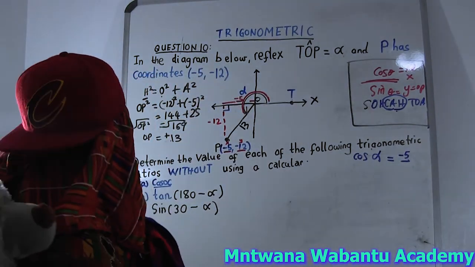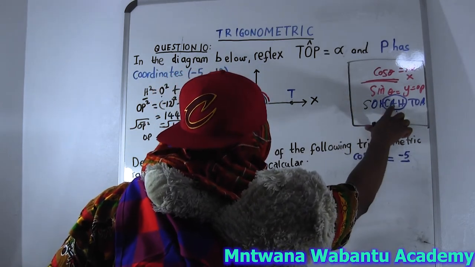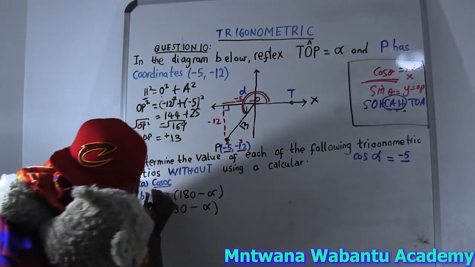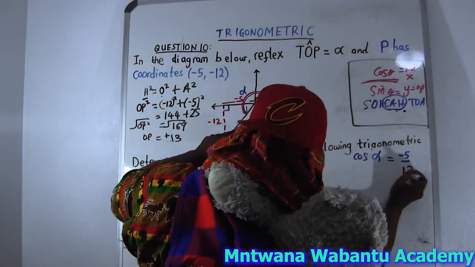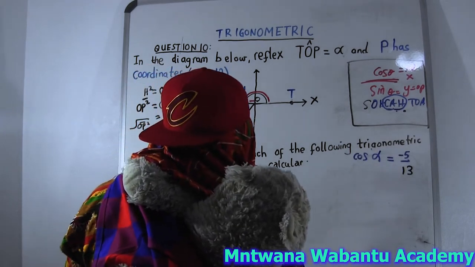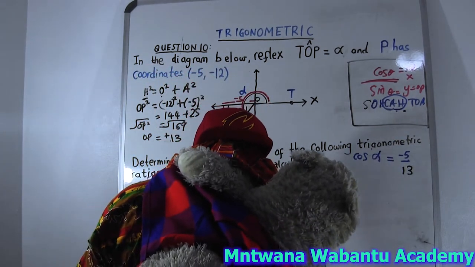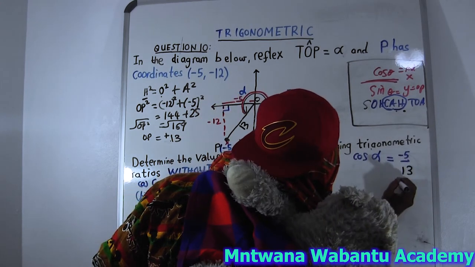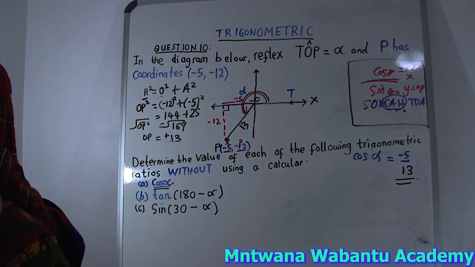So just the tip. Now you come here: cos of the angle equals adjacent, which is negative 5, over hypotenuse. Because they will say find the cos of the angle, hypotenuse equal to 13. You know what I'm saying? So cos equals adjacent over hypotenuse, so we have our cos equal to negative 5 over 13. We got our cos already.